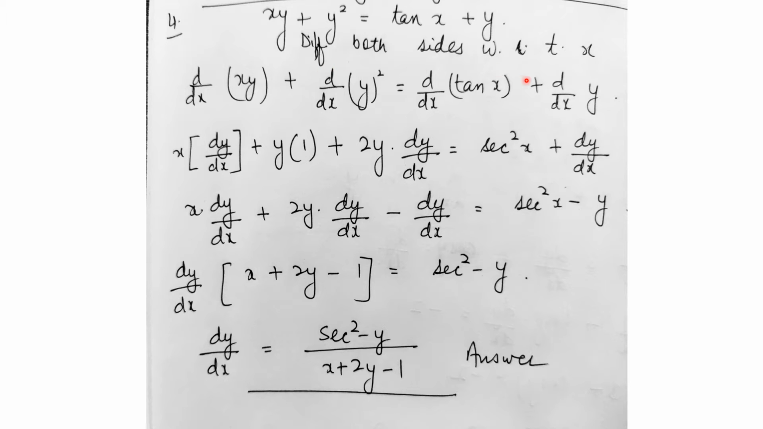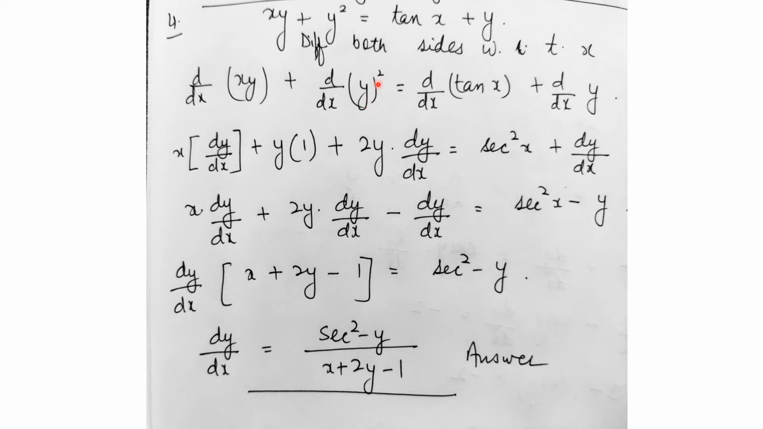Differentiating both sides with respect to x, we get d by dx xy plus d by dx y square is equal to d by dx tan x plus d by dx of y. Now this xy will be handled with the UV formula. x as it is, the first term as it is, multiplied by the derivative of the second term, which is dy by dx, plus the second term y as it is, multiplied by the derivative of the first term, which is the derivative of x, we get 1.